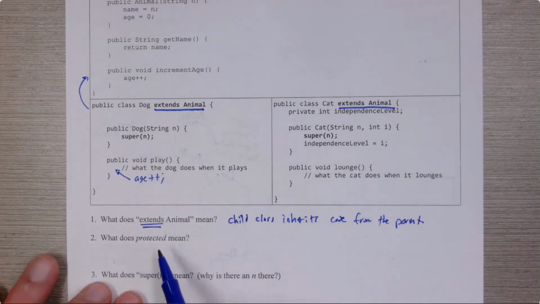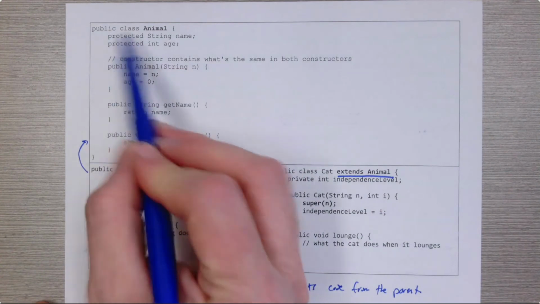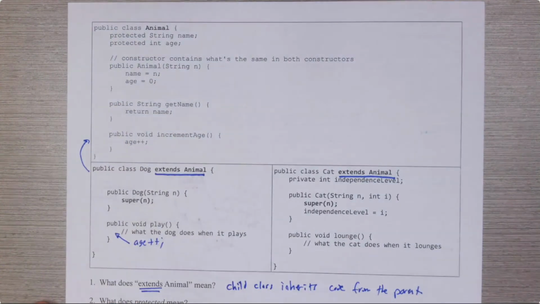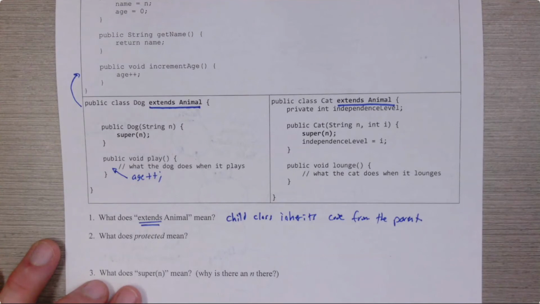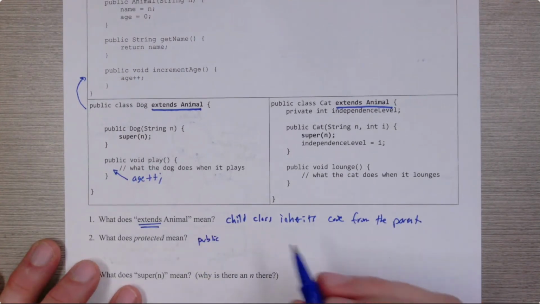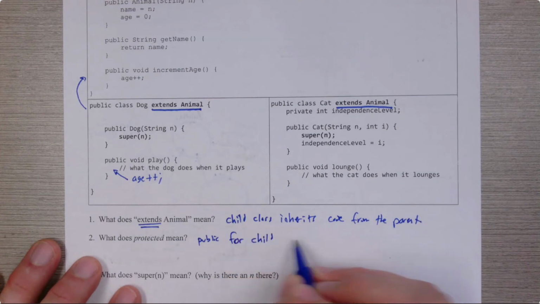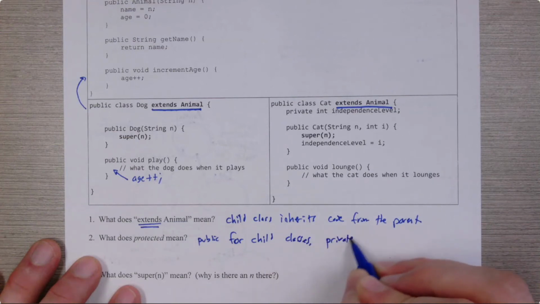Okay, what does protected mean? So we talked about public and private, but this is neither of those. It says protected. Here's what protected is about. Protected is public for child classes, but private for everyone else.